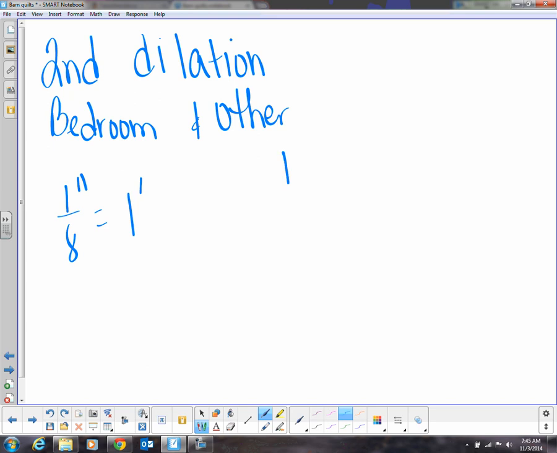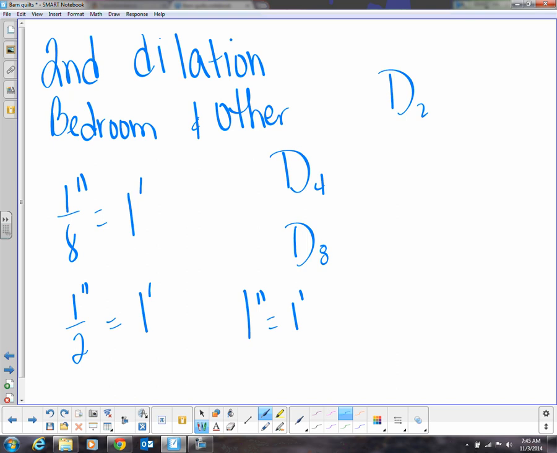You might do a dilation by a factor of 4. You might do a dilation by a factor of 8. It's up to you. But if you multiply by 4, the 1/8 becomes a half, correct? So now a half an inch equals a foot. If you do a dilation by an 8, now all of a sudden 1 inch equals 1 foot. It's up to you how you want to do it. You could do a dilation of 2.